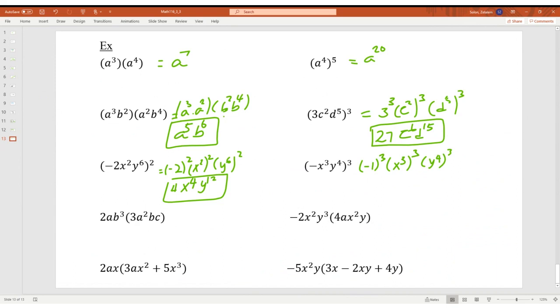If you have a negative number and the exponent is even, it becomes positive. If the exponent is odd, it becomes negative. So this one is negative 1, so just negative. 3 times 3 is 9, so we have x to the power of 9. 4 times 3 is 12. So this is negative x to the power of 9 and y to the power of 12.